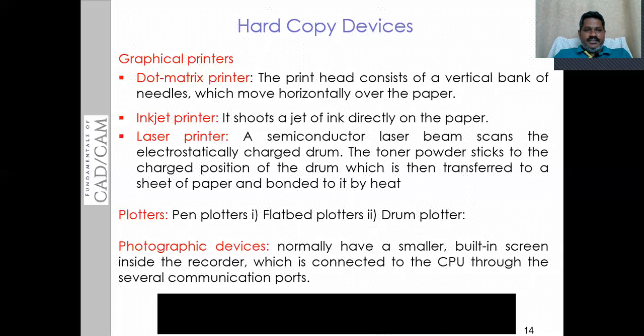The output devices used in a CAD system: you might have seen the laser printer outside, which gives us different prints. You might have seen the dot matrix printer. Of course, this is obsolete now. Then you have the inkjet printer. Dot matrix printers and inkjet printers are outdated and obsolete now. These are not used frequently.